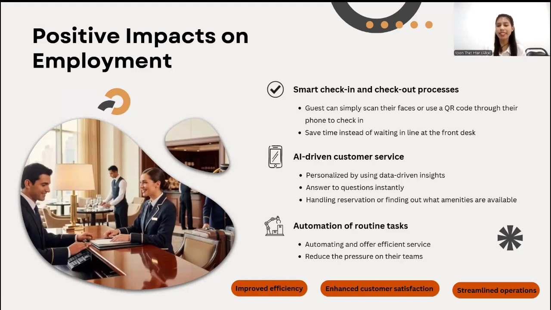The next benefit is providing AI-driven customer service. Customers can personalize by using data-driven insight. Moreover, they will answer the questions instantly by handling reservations or finding out what amenities are available.